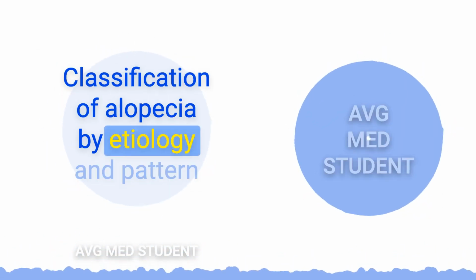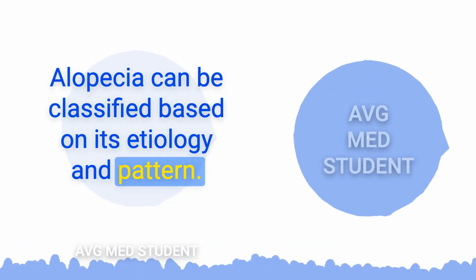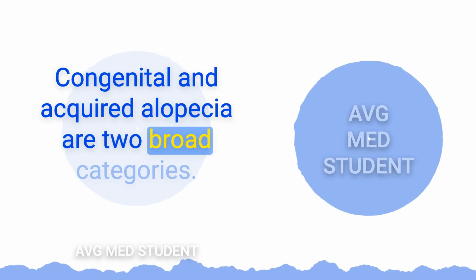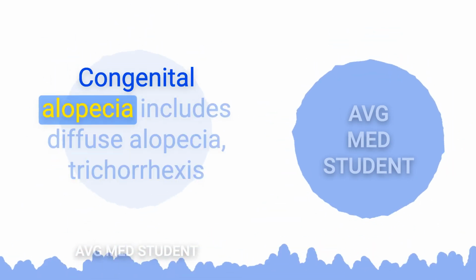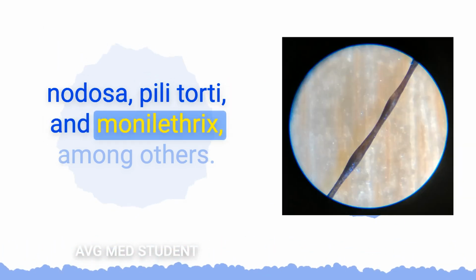Classification of alopecia by etiology and pattern. Alopecia can be classified based on its etiology and pattern. Congenital and acquired alopecia are 2 broad categories. Congenital alopecia includes diffuse alopecia, trichorexis nodosa, pili torti, and monarthrix, among others.